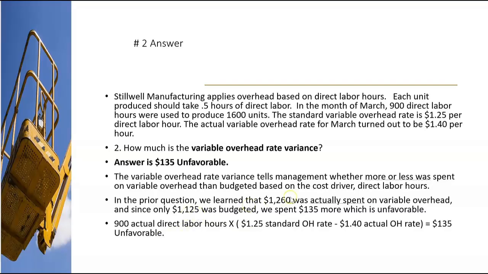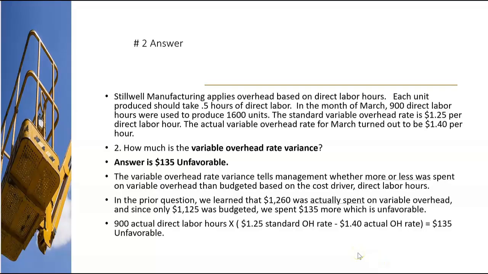So if we spent $1,260 and we should have spent only $1,125, then our variable overhead spending variance is unfavorable by $135. And we immediately know it's unfavorable when the actual overhead rate of $1.40 is greater than the standard overhead rate of $1.25. We knew it was going to come out unfavorable, but we didn't know how much until we multiplied the difference in the two rates times the 900 actual direct labor hours that were worked to make 1,600 units. It's a spending variance.